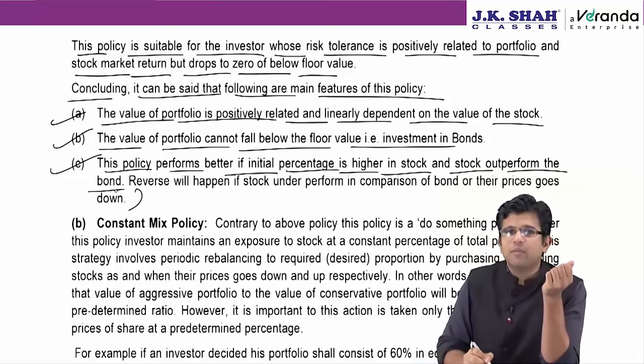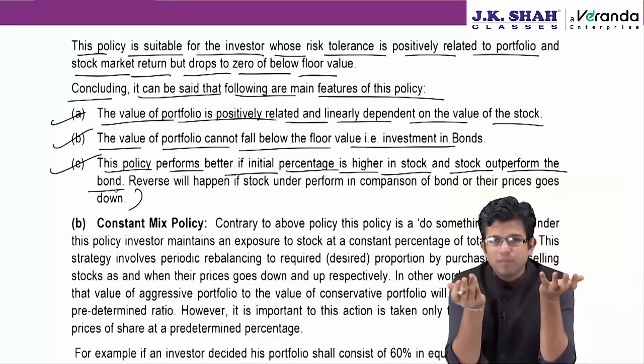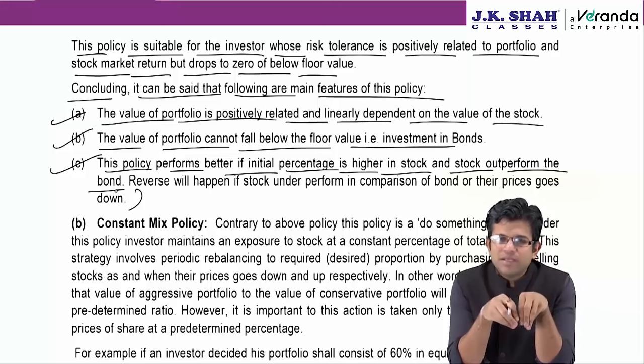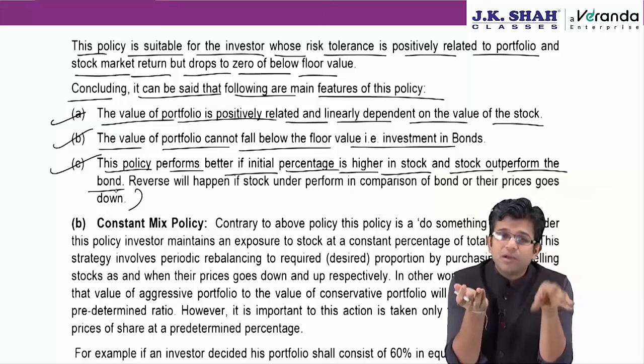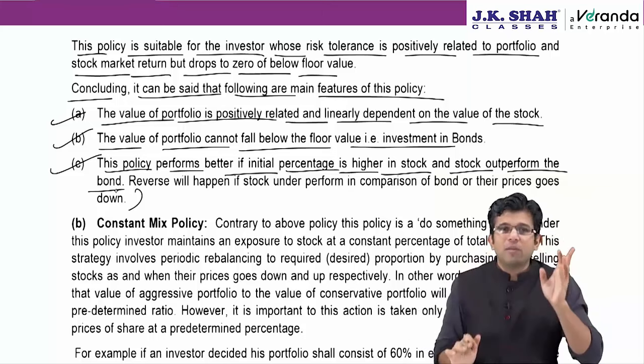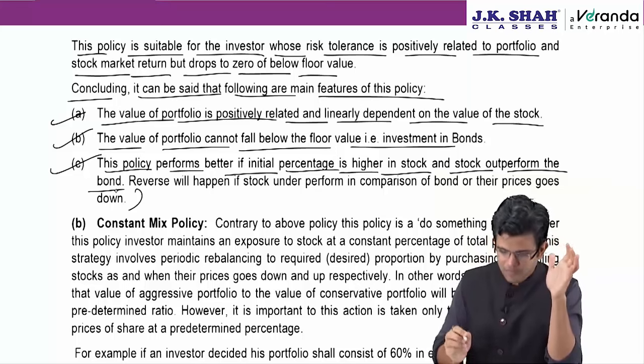Okay, next. Point number B, the value of the portfolio cannot fall below the floor value, that is investment in bonds, obviously, correct? And point number C, this policy performs better if initial percentage is higher in stocks and the stocks outperform the bond. Obviously, if your floor value is very low, let's say out of 1 lakh rupees, you have kept only 10,000 as the floor value initially and 90,000 is there in equity, and then the equity outperforms, then such a buy and hold strategy will work brilliantly for you.